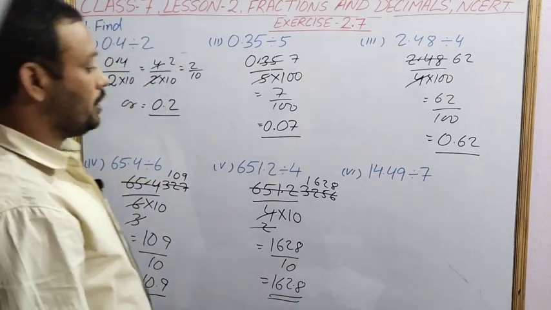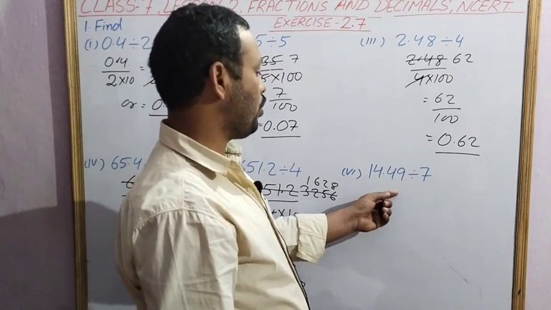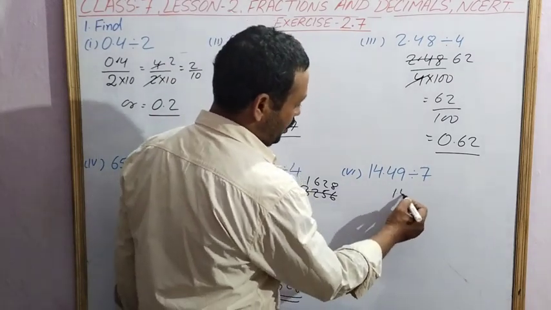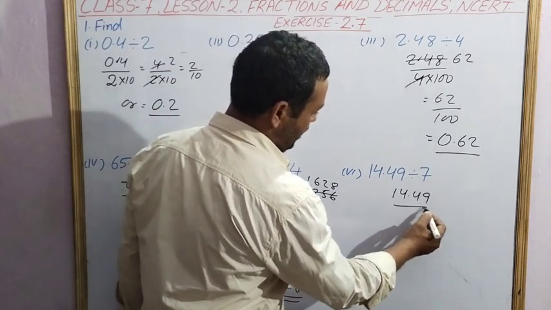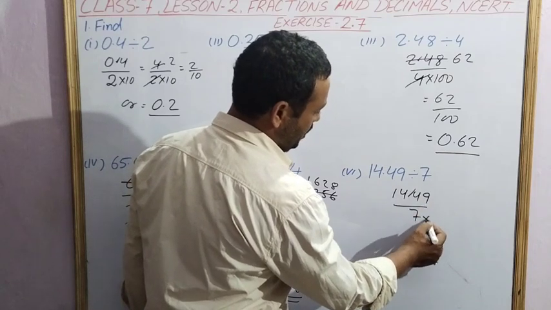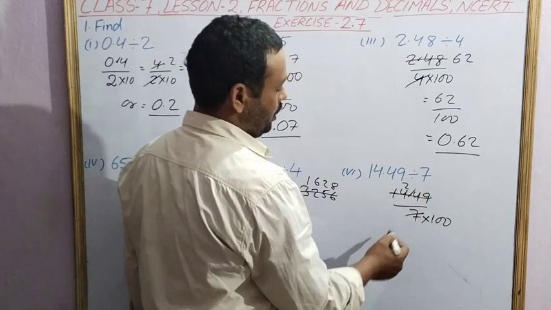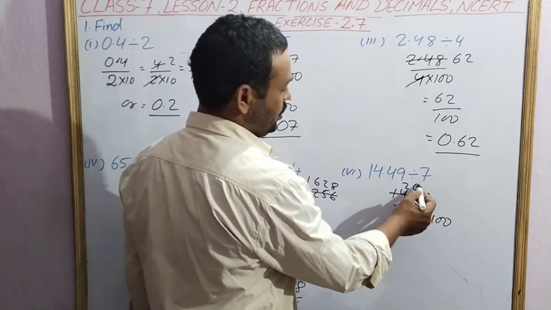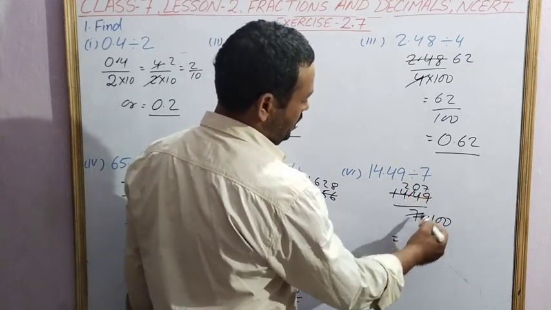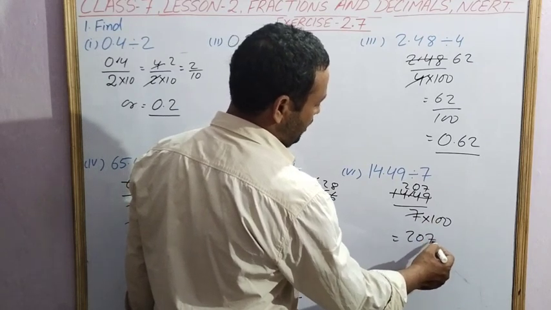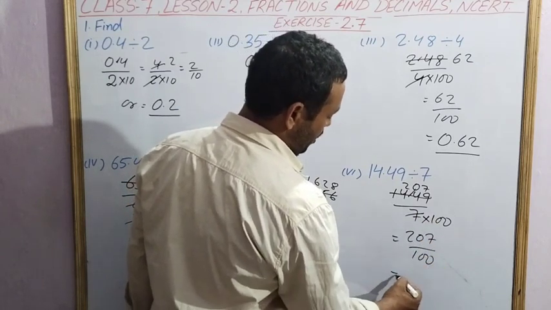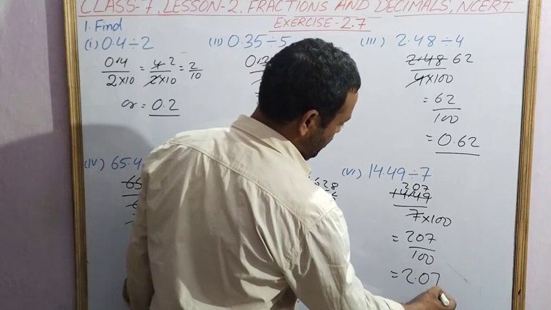Simple. Now sixth one is 14.49 divided by 7. 14.49 divided by 7. Remove this decimal. Here it will have 100. 7 times 2 is 14, then 4 will come, 0, 7 times 7 is 49. So 207 by 100 means 2.07.